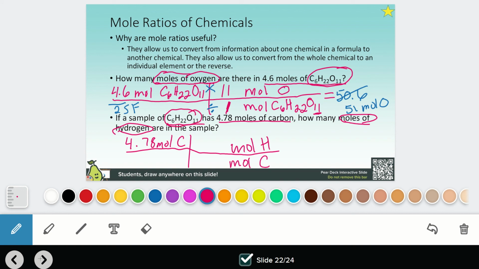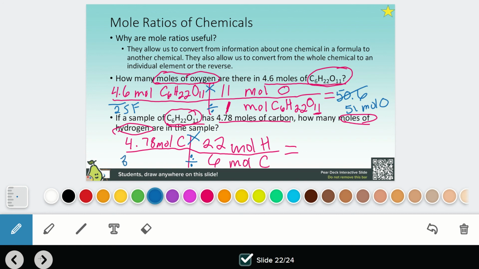So in that chemical formula, there are 22 hydrogen and 6 carbon. So 22 to 6 is our ratio. So we're going to take 4.78, multiply by 22, and then we are going to divide by 6. Oops. Divide by 6. And I got 17.52667. Bunch of numbers, right?